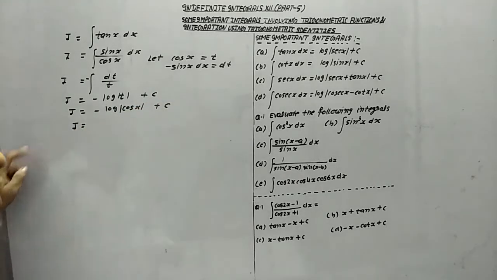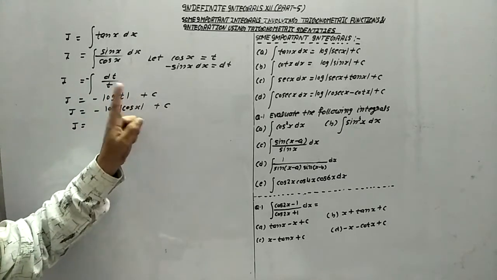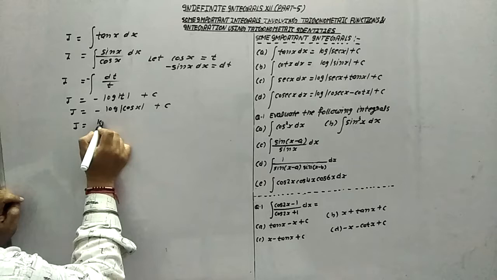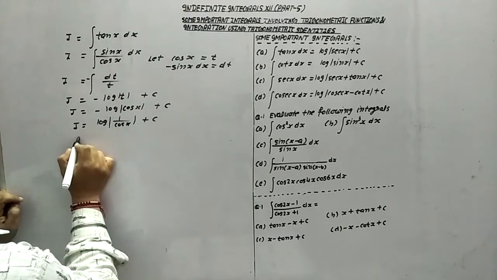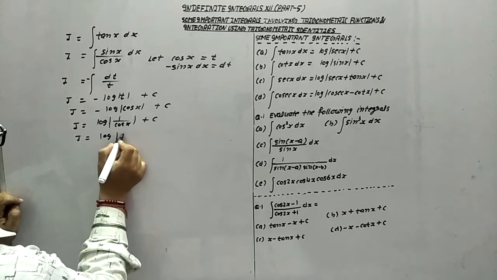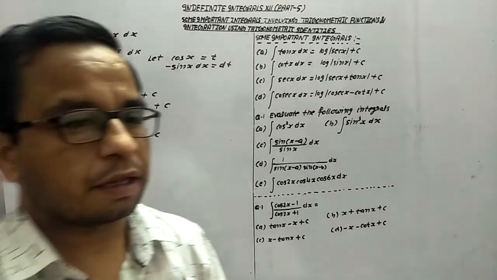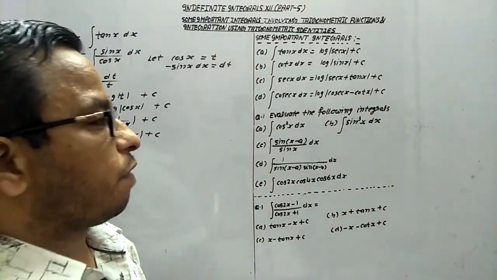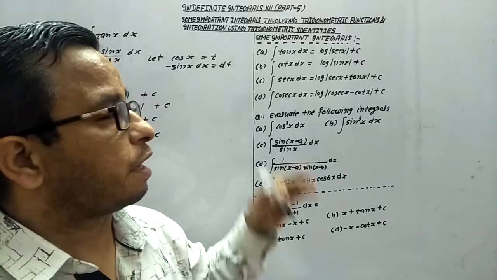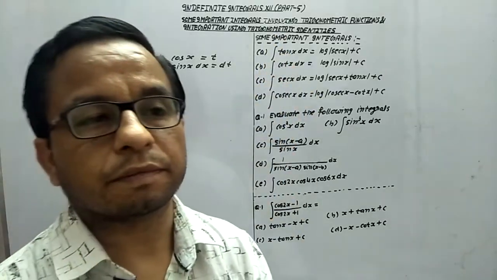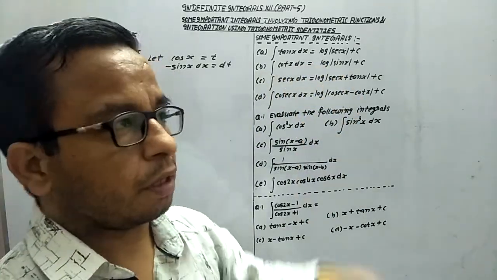Now we have the identity for n log m, which is log m raised to the power n. So this becomes log of 1 upon cos x, according to that, plus c. Therefore I is equal to log sec x plus c. So this is the reason behind this: these formulas we calculate on the basis of the substitution method, and because of this, in the starting these formulas were not there. On the basis of this explanation, you can do the proof of the other ones also.